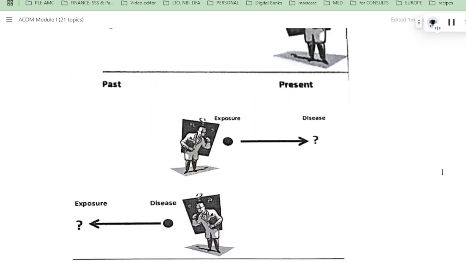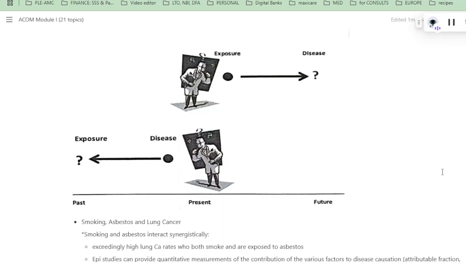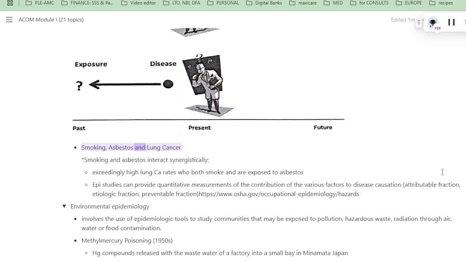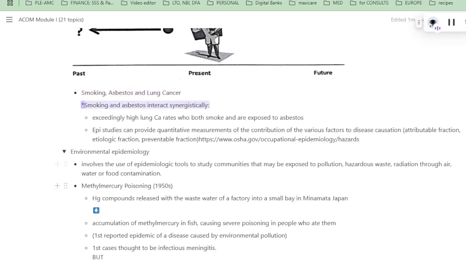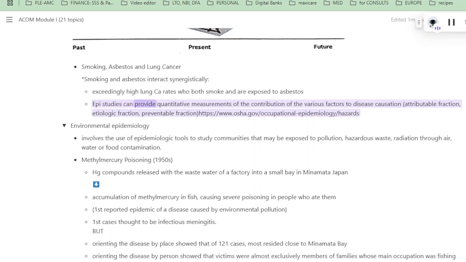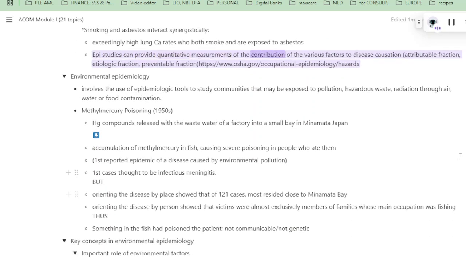Smoking, asbestos, and lung cancer. Smoking and asbestos interact synergistically. Exceedingly high lung cancer rates are seen in those who both smoke and are exposed to asbestos. Studies can provide quantitative measurements of the contribution of the various factors to disease causation: attributable fraction, etiologic fraction, preventable fraction.